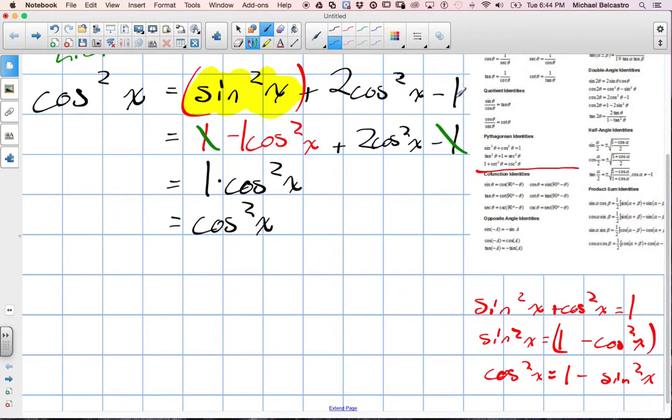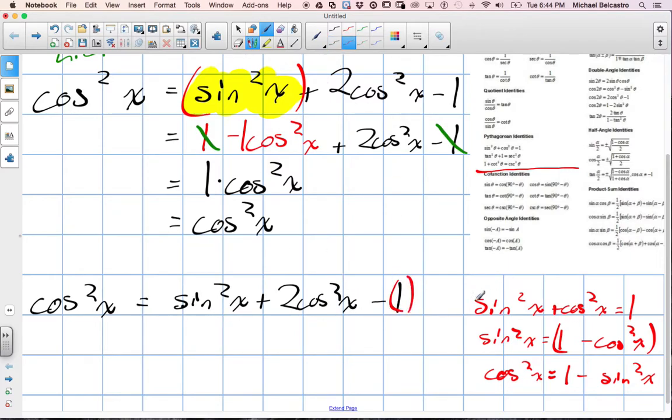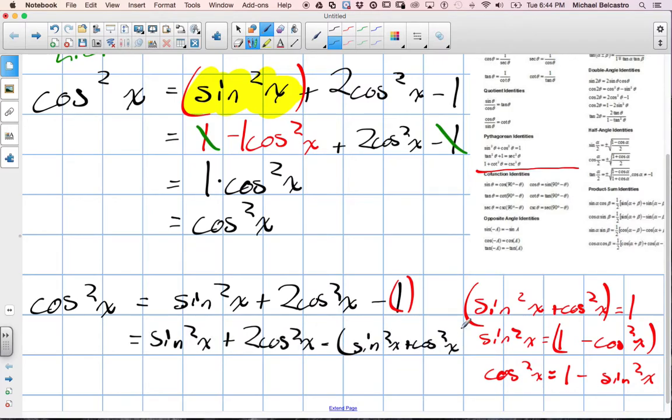Let's see if I decided to change the 1, if that would have been helpful. So let's say we repeat this: sine squared x plus 2 cos squared x minus 1. Instead of working with sine, let's say we replaced 1 with sine squared x plus cos squared x. A little more work. So we have sine squared x plus 2 cos squared x minus, in brackets, sine squared x plus cos squared x. We replaced that 1 value.